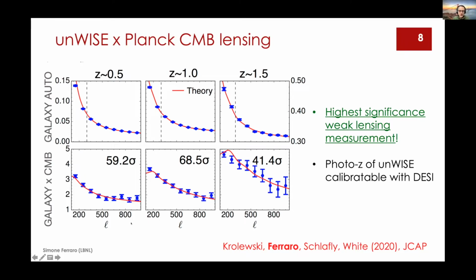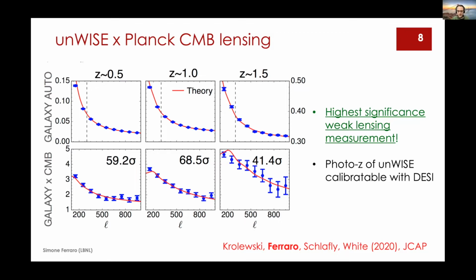This is the cross correlation. The bottom row is the cross correlation of the galaxies with Planck CMB lensing, and again the errors are very small. In fact, this at the time was the highest significance lensing detection of any kind, and you see the signal to noise here is in the 60s, and once you combine it, it's very close to 100. So we expect to be able to say something at the percent level precision on some of these cosmological parameters.